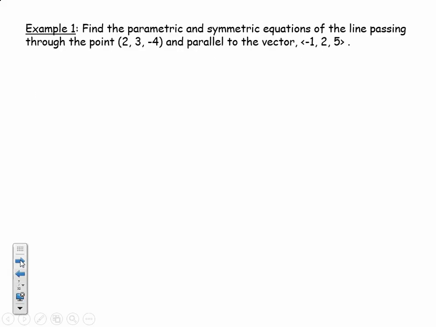Okay. Find the parametric equations and symmetric equations of the line passing through the point 2, 3, -4 and parallel to the vector -1, 2, 5. So essentially what is happening is we have a point and we have our slope. Our direction vector is essentially our three-dimensional slope. So what are we going to do with that? Well, the point is going to be our x naught, y naught, z naught, and then the letters are going to be the parallel vector, and then t is a variable.